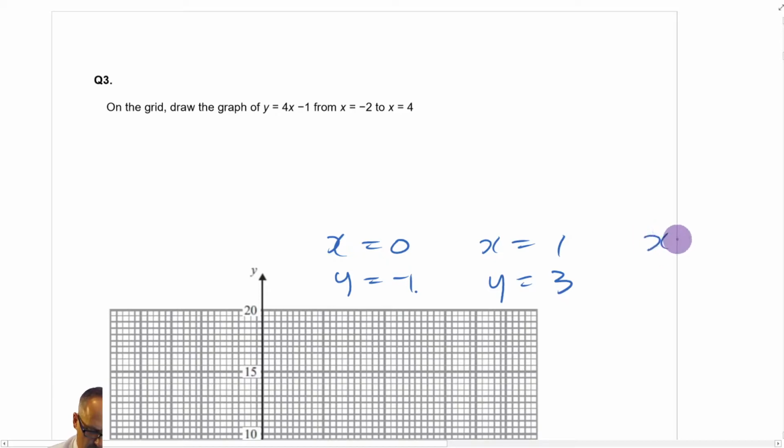We could do another value if you really want to, just to make sure. If you do 3 values, you're giving yourself a check, because if they're not in a straight line, you've made a mistake. So for x equals 2, 4 times 2 is 8, minus 1 is 7. So we can see it's going up by 4 every time, because the gradient is 4.